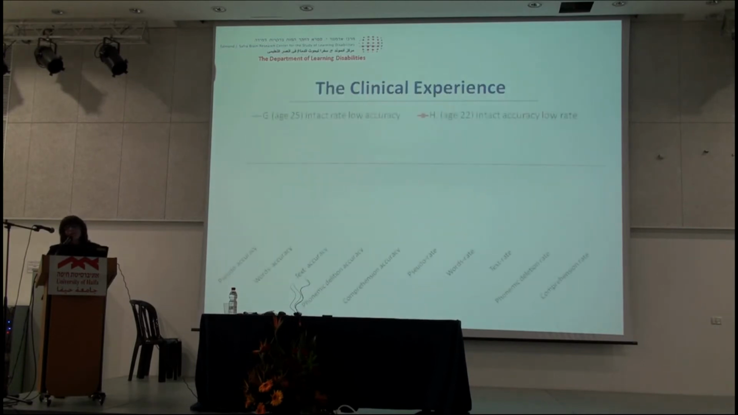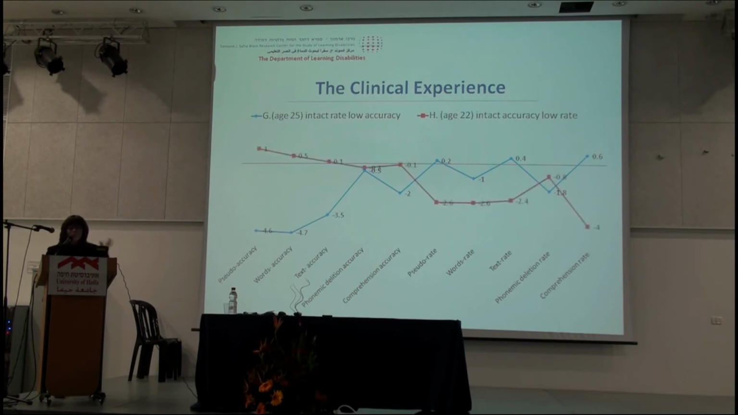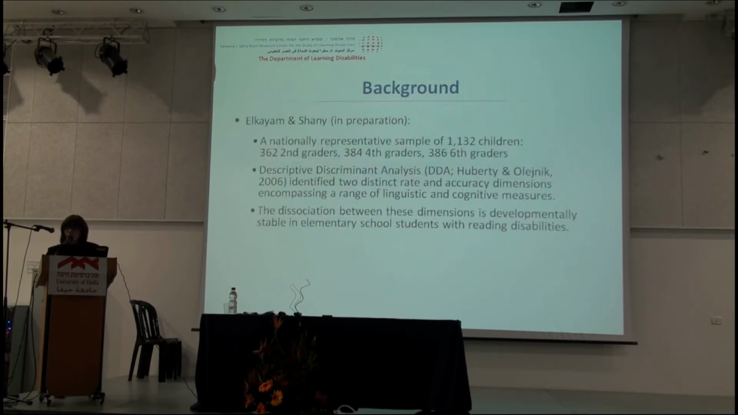This is the clinical experience that I want to share with you. You can see here a profile of a 25-year-old student with intact rate and low accuracy levels. And this is the opposite, or the dissociation profile, of an intact accuracy and low rate. Again, a student at the age of 22.